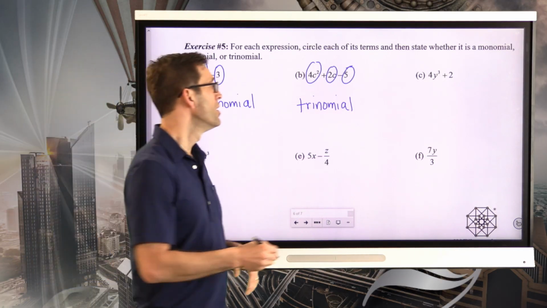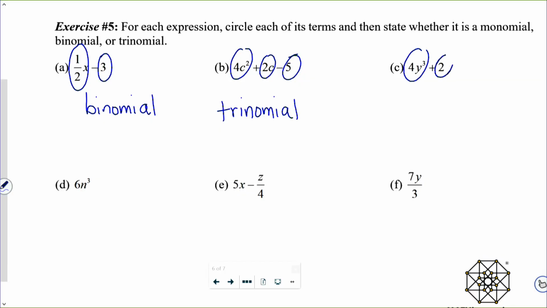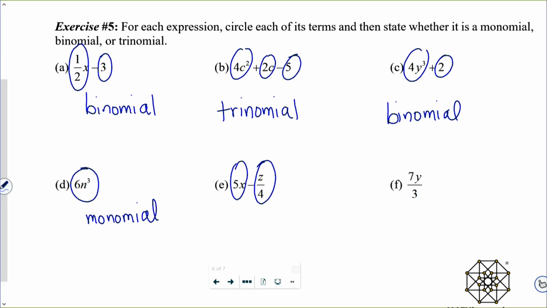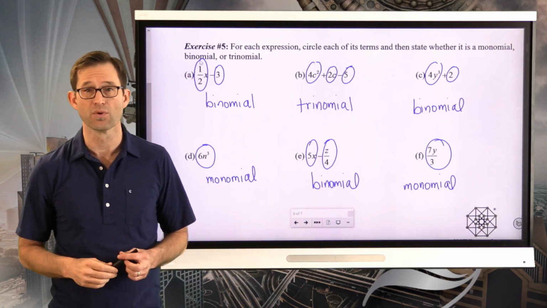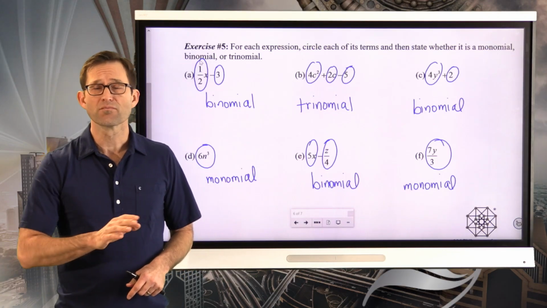All right, well, let's do it. In letter C, we've got 1, 2, so this is a binomial. All right, letter D, that's it. That's my only term. This is a monomial. Letter E, 1, 2. This is a binomial. And letter F, just that thing. And this is a monomial. I guess I should have maybe had an additional trinomial up there, but there's only so many examples you can have. Anyhow, so just terminology.